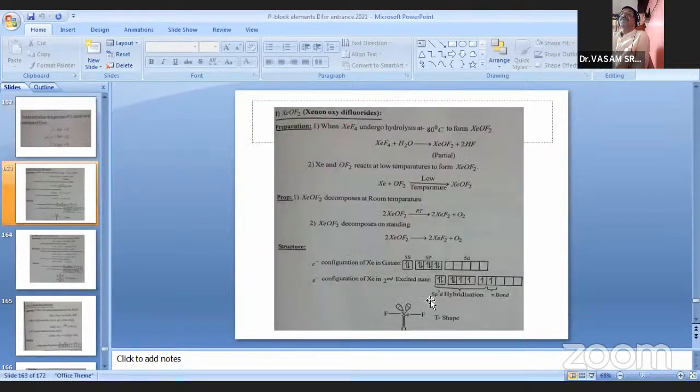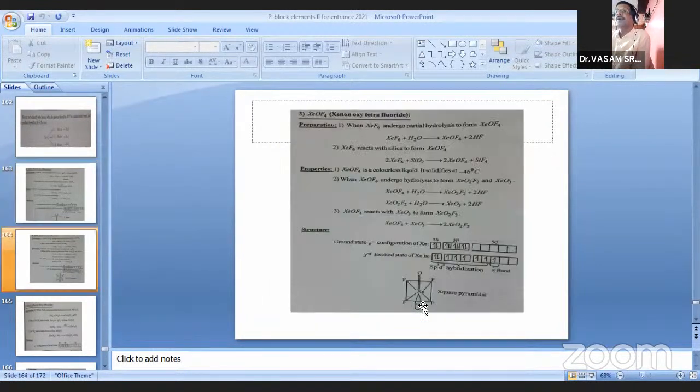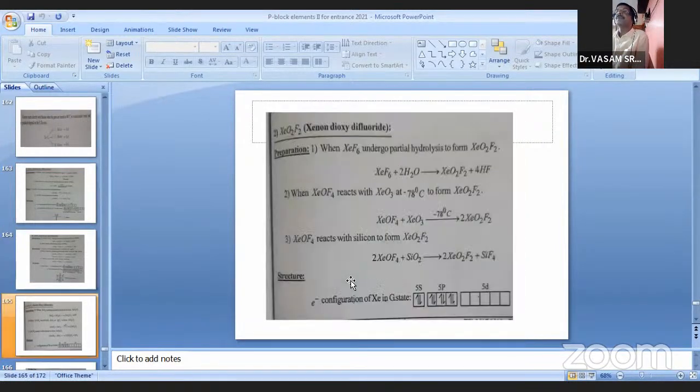And XeOF2, xenon oxide difluoride, structure is T shape, sp3d. This is T shape, 3 sigma 2 lone pair. And XeOF4, xenon oxide tetrafluoride, sp3d2, square pyramidal, 5 sigma 1 lone pair.